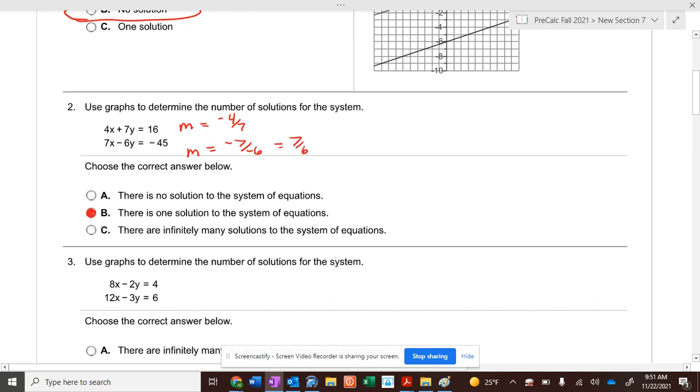Just find their slopes. If their slopes are the same, then you check their y-intercepts. If their slopes and y-intercepts are the same, then it's infinitely many solutions. If their slopes are the same, but their y-intercepts are different, then it's no solution.